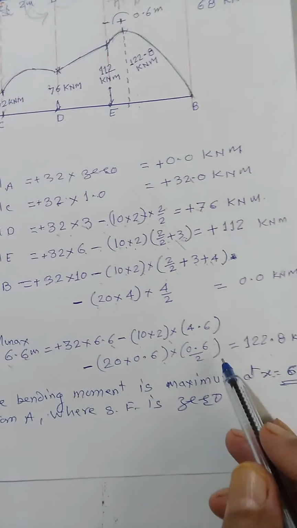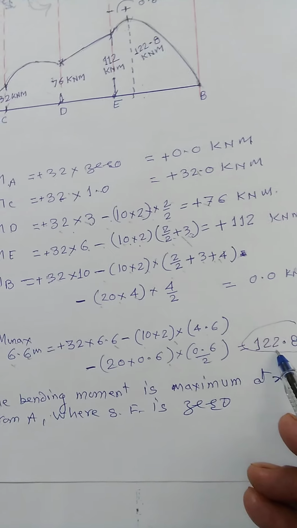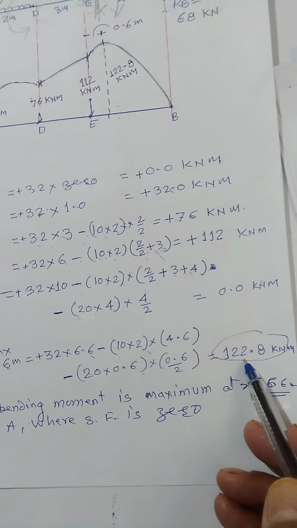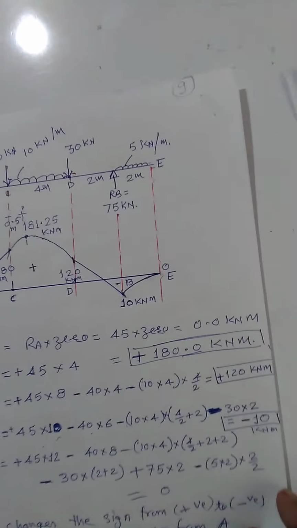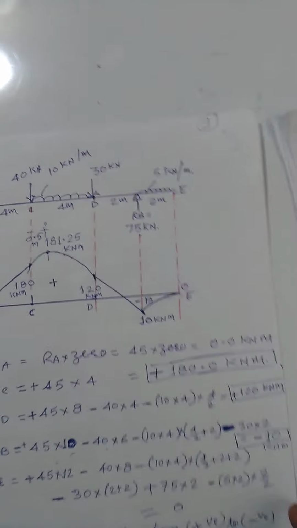You can see amongst all the bending moments we have calculated, you are getting the maximum bending moment at a distance of 6.6 meter. If it is less than 6.6 meter or more than 6.6 meter, the value will always be less than 122.8 kilonewton meter. So it is important to find out that point where the shear force changes the sign from positive to negative, and there you will find the maximum bending moment.